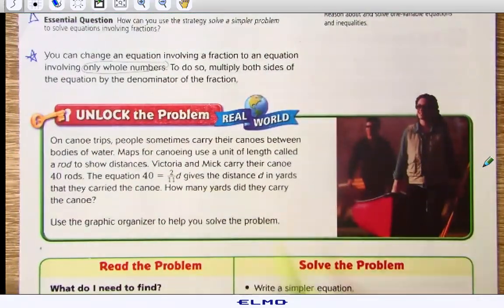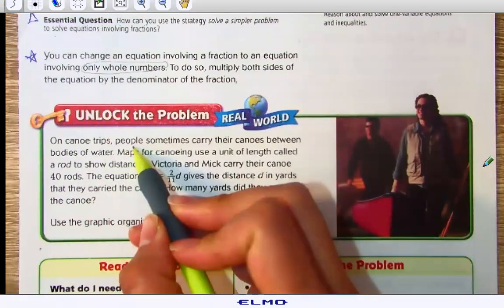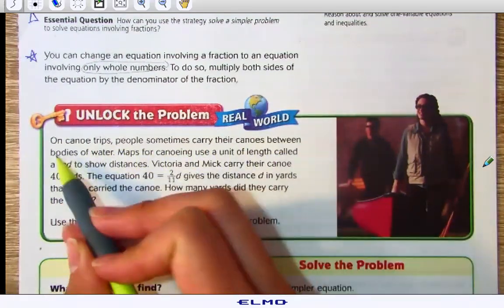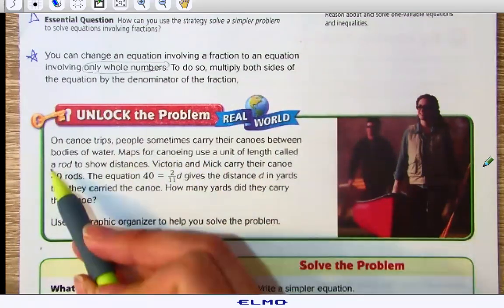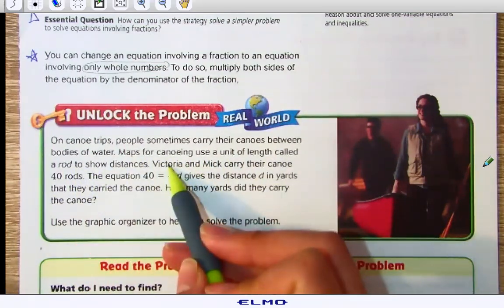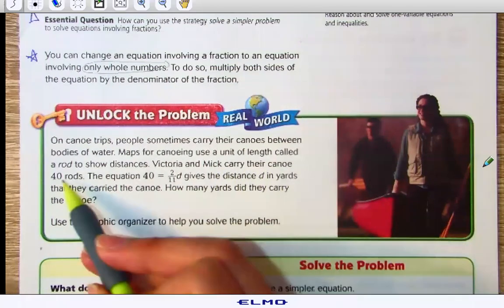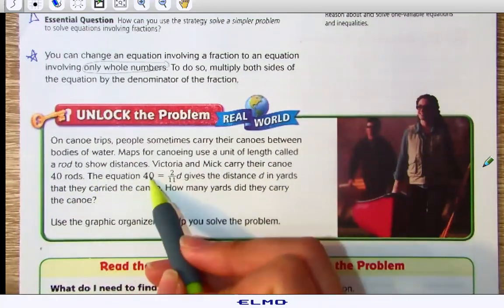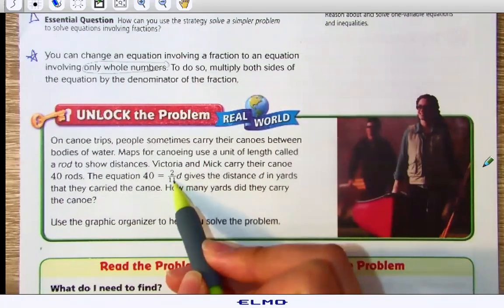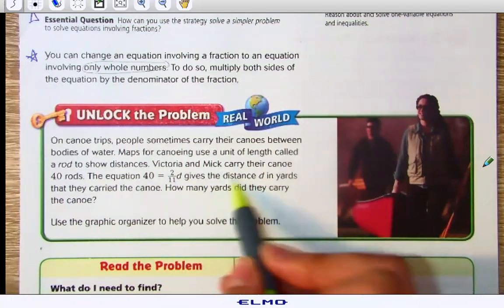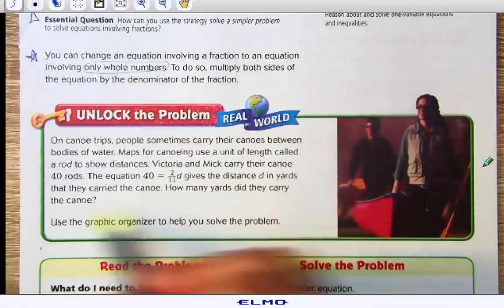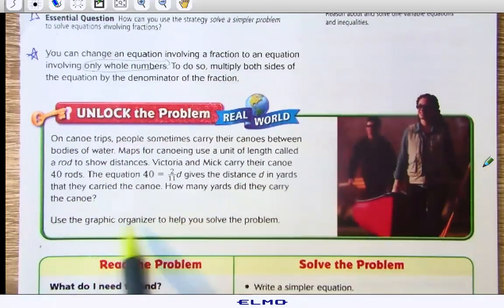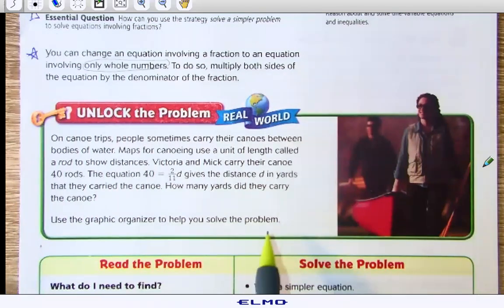Let's unlock the problem. On canoe trips, people sometimes carry their canoes between bodies of water. Maps for canoeing use a unit of length called a rod to show distances. Victoria and Mick carry their canoe 40 rods. The equation 40 equals 2/11 times d gives the distance d in yards that they carried the canoe. How many yards did they carry the canoe? Use the graphic organizer to help you solve the problem.